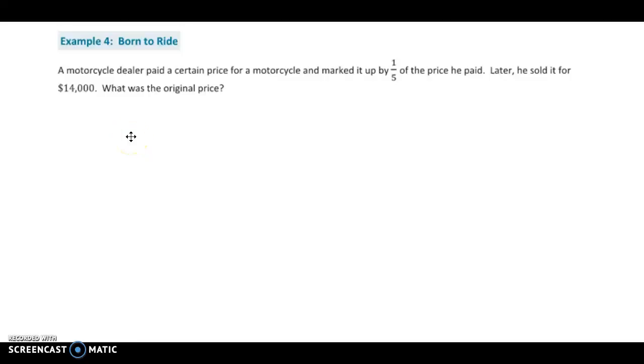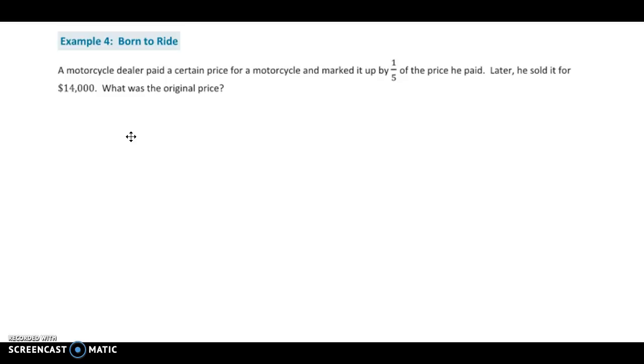So you didn't get an answer of $11,666.67. Hey, that's not a problem. This one was by far the hardest question. So here we go. A motorcycle dealer paid a certain price for a motorcycle and marked it up by 1/5 of the price he paid.